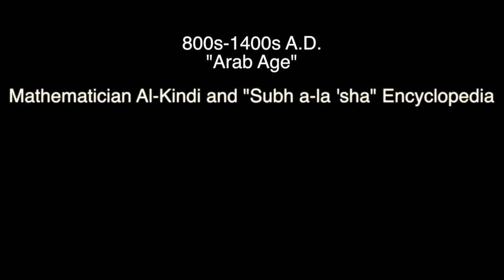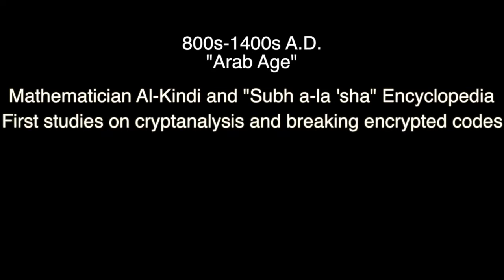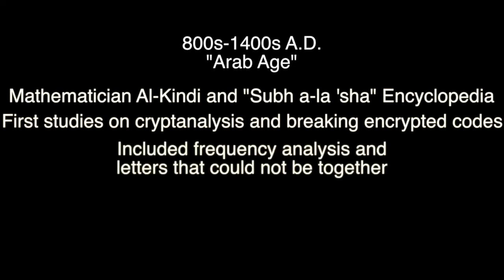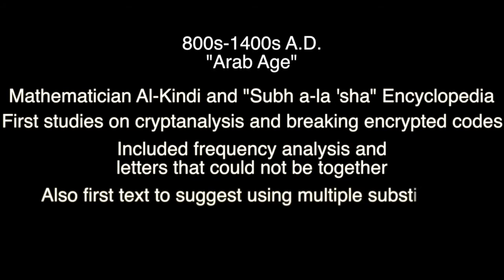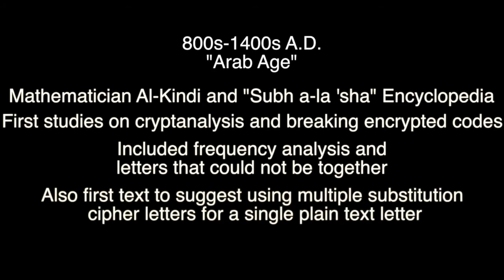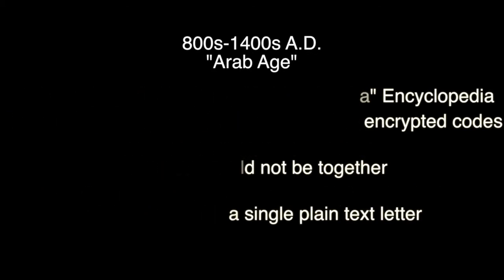The 800s to 1400s AD were called the Arab Age in cryptography. Two major contributors were the mathematician Al-Kindi and the Subh al-Shah Encyclopedia. Al-Kindi wrote the first text on cryptanalysis and breaking codes. Both included parts about frequency analysis, determining which letters occurred most frequently in Arabic, as well as which letters cannot occur together. The encyclopedia also had the first mention of using multiple letters for one substitution. We'll see more of this soon.